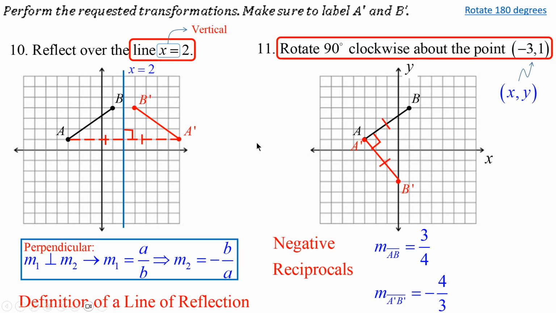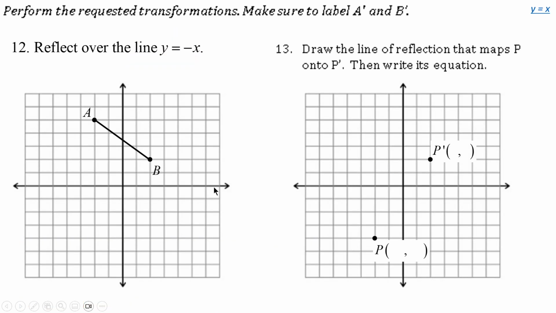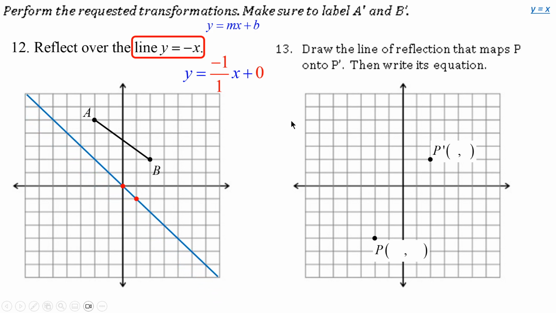Okay? Cool. 12. Reflect over the line y equals negative x. Well, there's our friend y equals negative x, huh? Okay, and don't forget, slope-intercept, that's going to be negative 1 over 1 times x plus 0. So our y-intercept is 0 for our line of reflection, and our slope is negative 1 over positive 1 right there. Draw your line, and we've got to reflect over that.